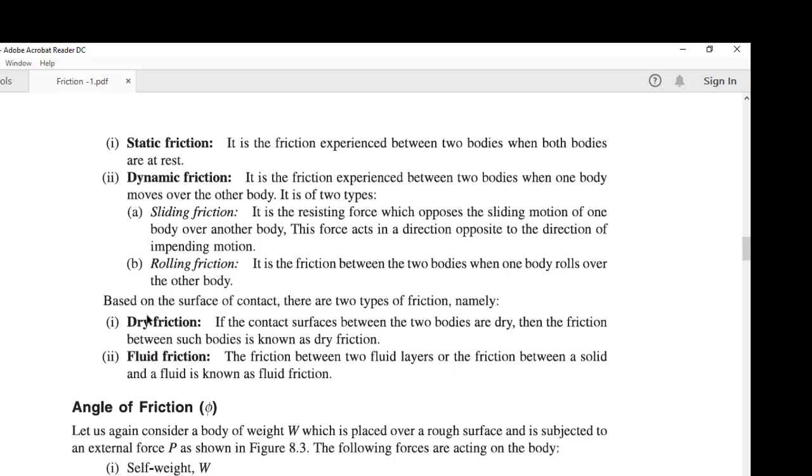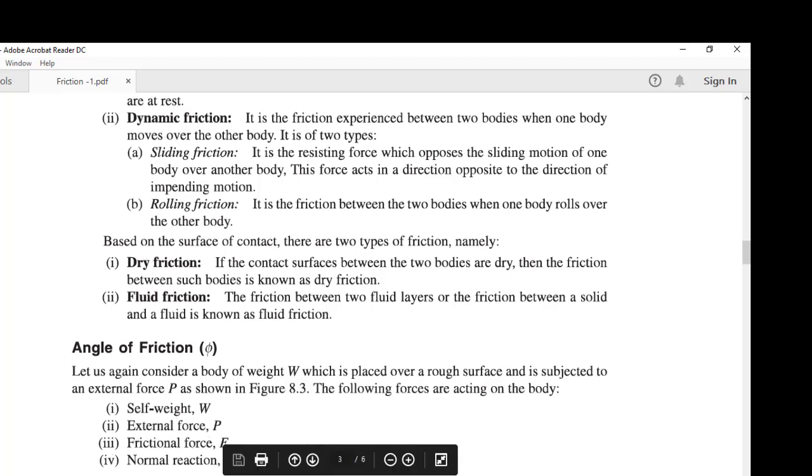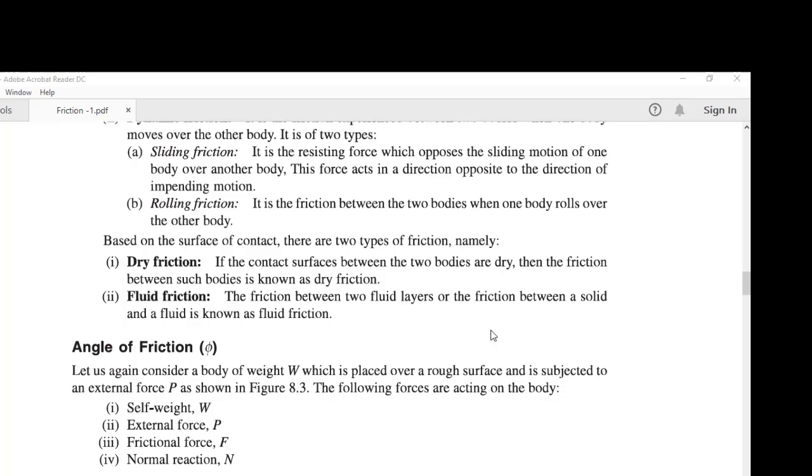Next, based on the contact surfaces, friction is further classified into dry friction and fluid friction. If the contact surfaces between two bodies are dry, then the friction between such bodies is known as dry friction. Fluid friction is the friction between two fluid layers, or the friction between a solid and a fluid layer. So in this lecture we have studied some introduction related to friction and the types of friction, and also what we mean by the coefficient of friction.